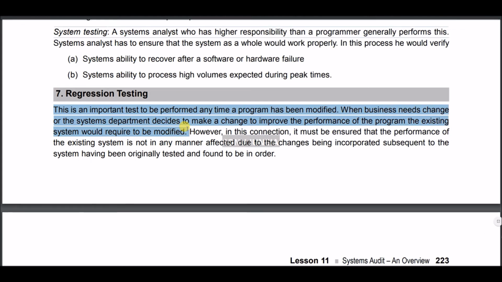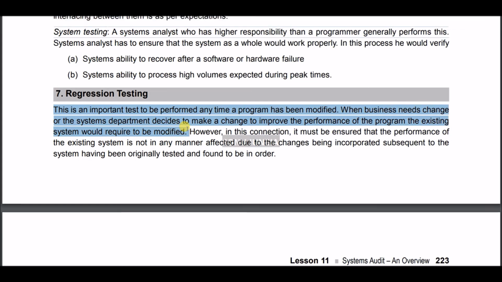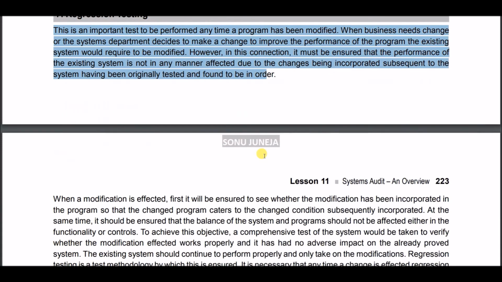Now, how adaptive is it to change? However, in this connection, it must be ensured that the performance of the existing system is not in any manner affected due to changes being incorporated subsequent to the system having been originally tested and found to be in order.